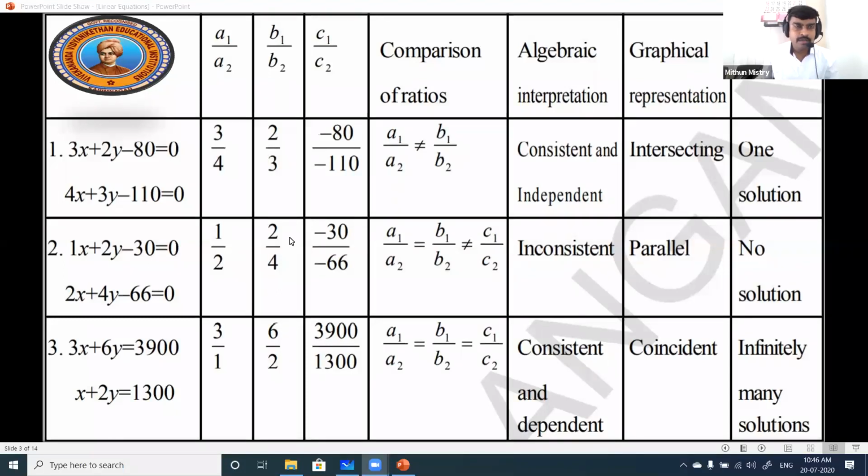Did Ramu join? Ramu, did you join? If you don't respond spontaneously, then it will be a problem, right? Okay, maybe he did not join.